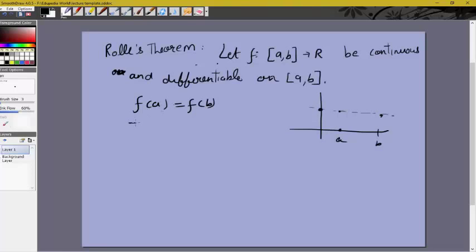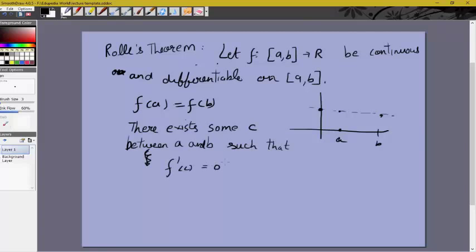In that case, there exists some c between a and b such that f'(c) is 0. So if you have a function defined in a region and the value at the two endpoints is the same and it is continuous, that means there must be some c such that the derivative is 0.